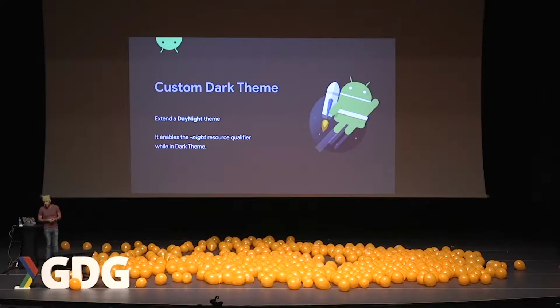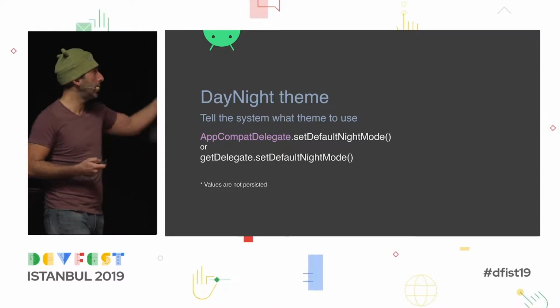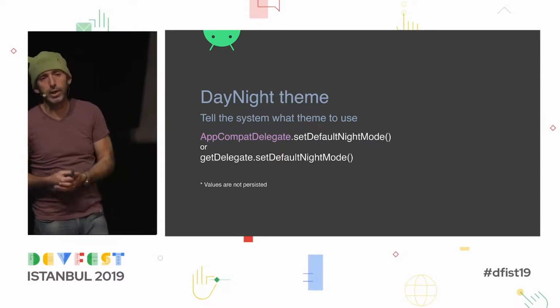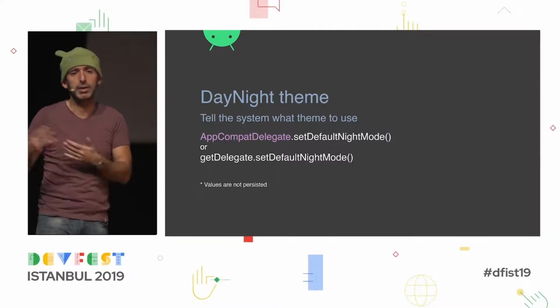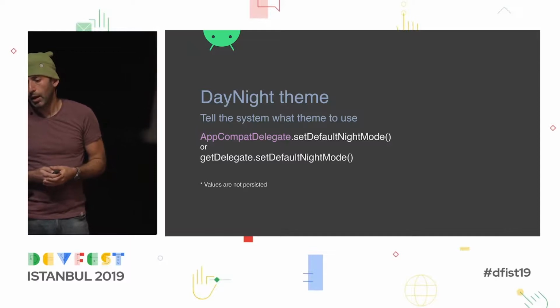With the custom dark theme, you need to basically extend the day-night theme. In order to do that, if you're using oops, sorry, I missed the slide. Oh, no, yeah. And when you enable it, you basically have the night resource qualifier, and every resource will have a night version, which you can add the special settings.